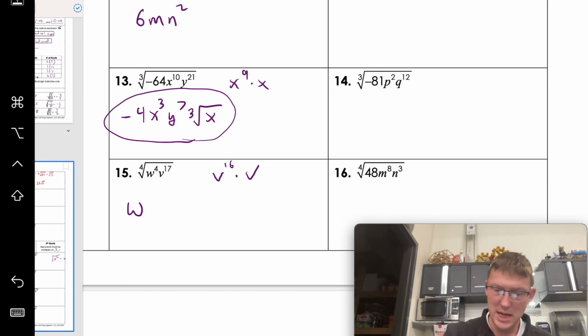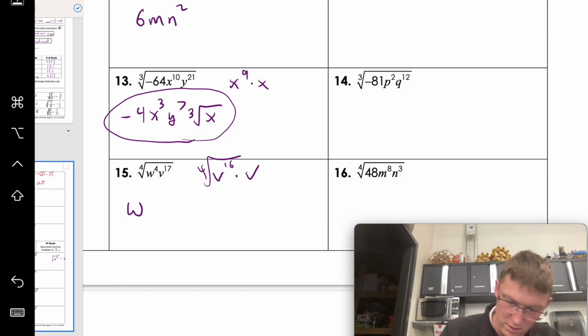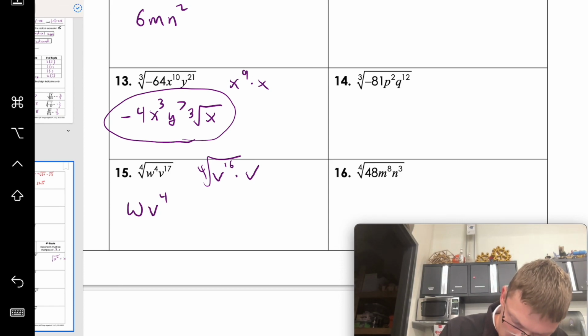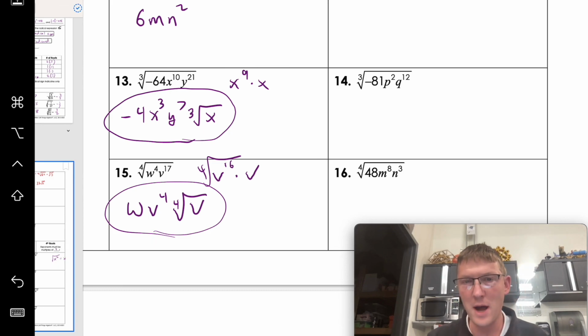Then I can take the 4th root of that v to the 16th, and the other v is just going to stay underneath the radical. So 16 divided by 4 is 4. I knew that. So we're going to have v to the power of 4, and then the 4th root of v left over. So this is going to be our final answer.